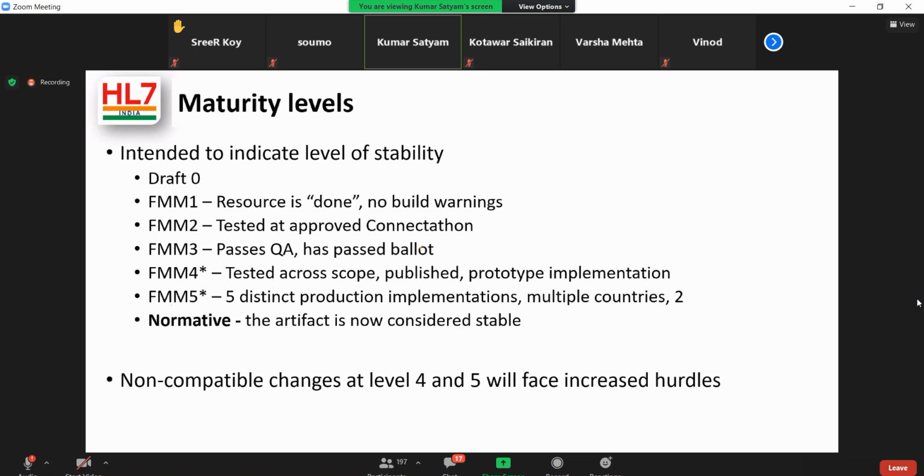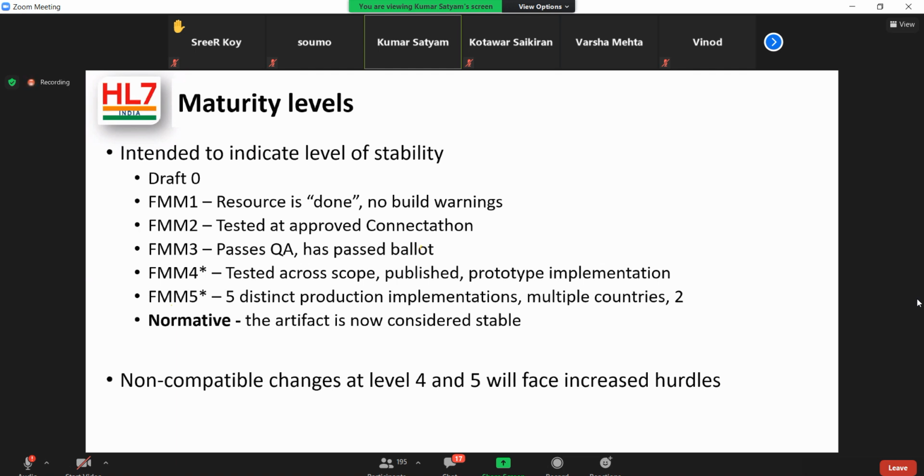No, there is a scientific and very detailed process which goes through actually making sure that all the attributes, all the elements, all the spec parameters are testable, are implementable, and are actually implemented in production in multiple countries before that particular spec or artifact becomes normative or stable in FHIR. Okay.